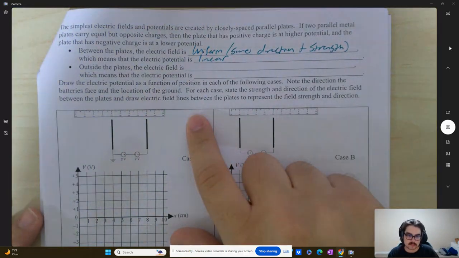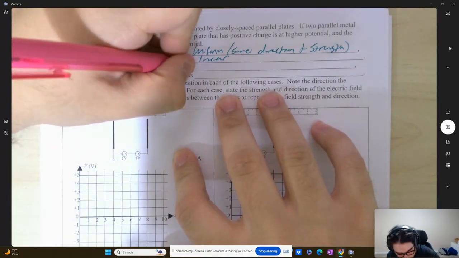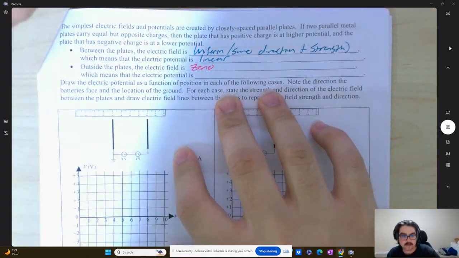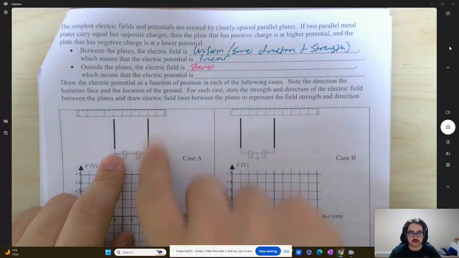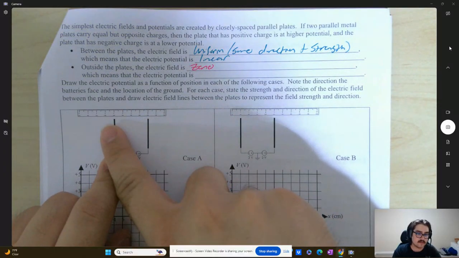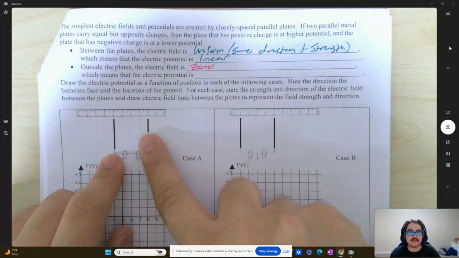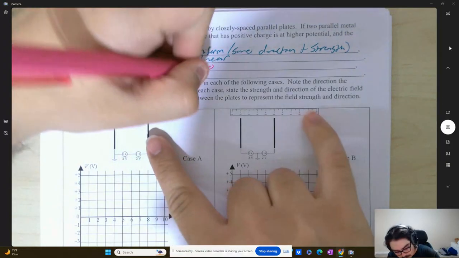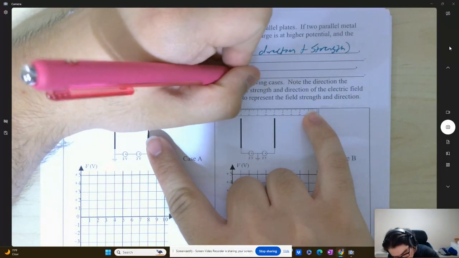Outside of the plates, your electric field is going to be 0, because the electric field is literally starting on one plate and going to the other. Outside the plates, the electric field is 0, and the electric potential is going to be uniform. So same strength.